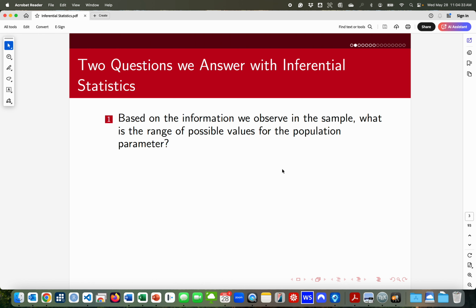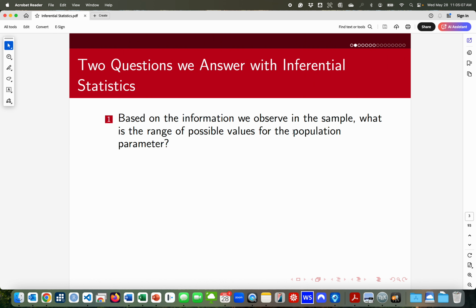So the two types of questions we're going to answer with inferential statistics. The first is a confidence interval. So based on what we observe in the sample, what is the range of possible values for the population parameter? So if the population parameter is the number of hours spent studying per week for all WKU students, based on what I observe in my sample of 50 students, what range of values do I think will contain the true population mean, the true mean study hours for WKU students?